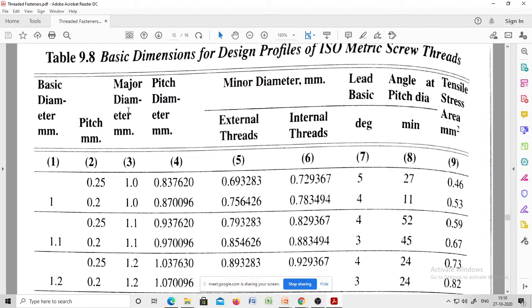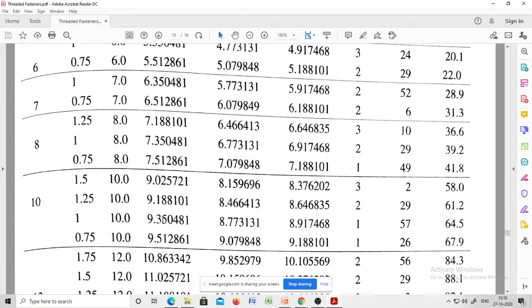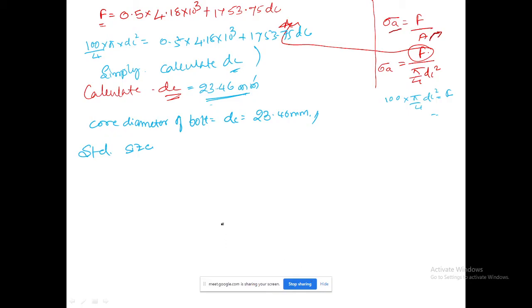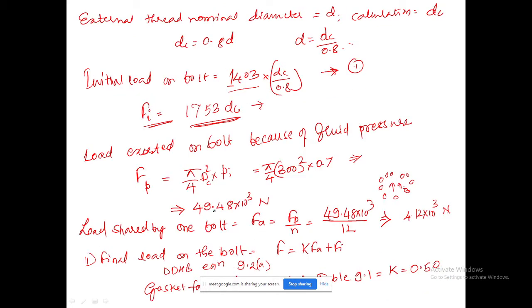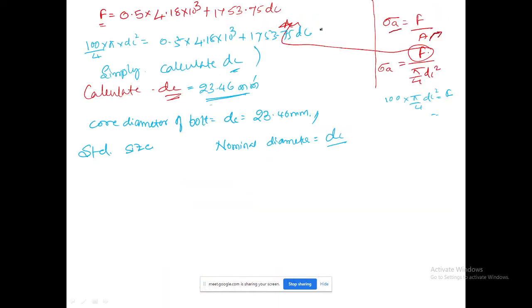Now look, they have given major diameter, pitch diameter, right? Now one thing is that you can just divide by 0.8. So for the standard size, let us calculate roughly the nominal diameter: DC divided by 0.8. How much did you take at the time of calculating FI? You took it as 0.8. So here also, go for 0.8. DC divided by 0.8.